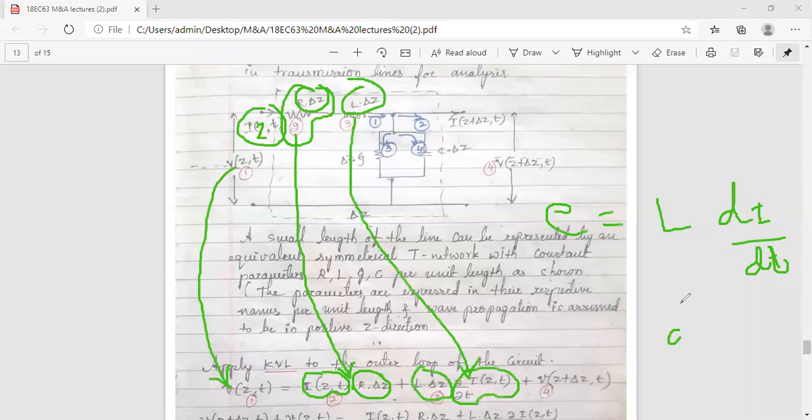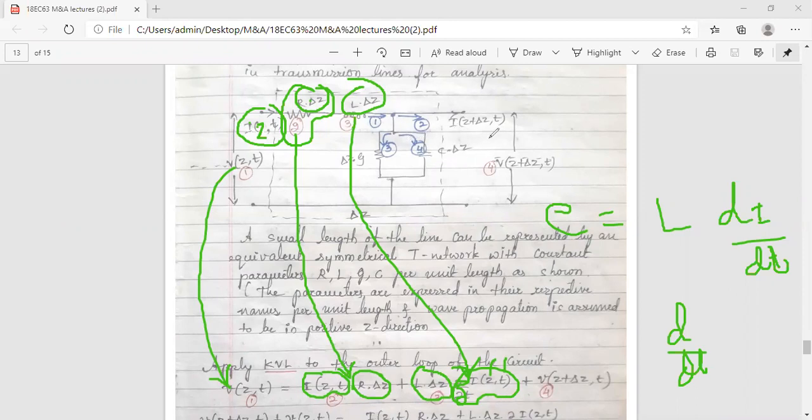I should have written d by dt, okay? But I am writing here dou, okay? I'm using partial derivatives rather than this complete differentiation, because there are two variables, Z and T. We don't know whether V and I, at any instant of time, it is dependent on the distance or the time. So as there are two variables existing, I need to go for partial differentiation.